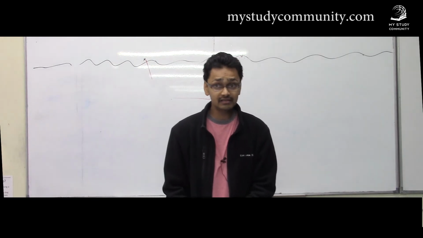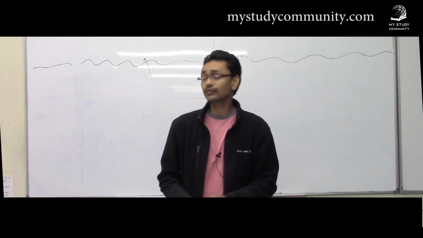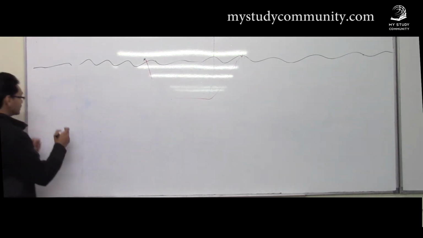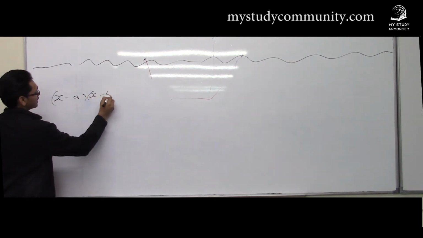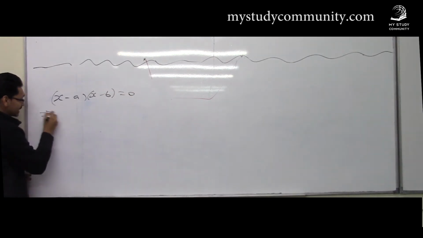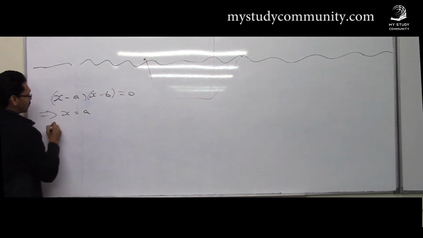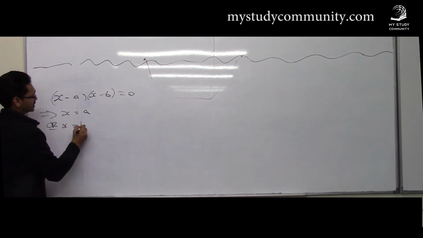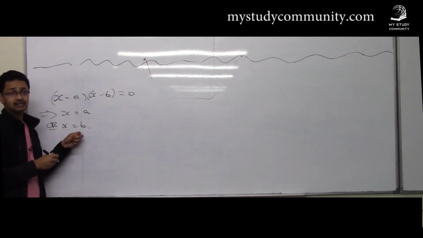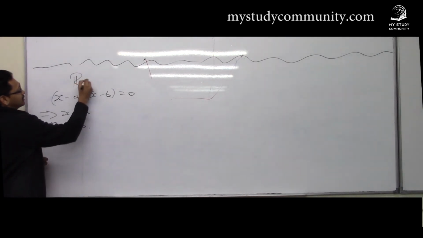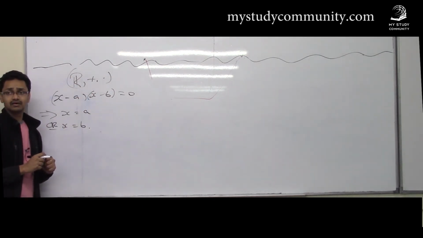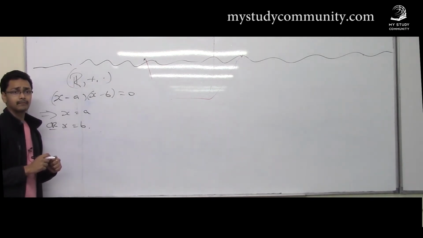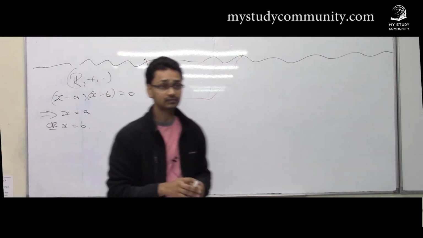Nice. Which means, however, if we were in our normal field R, if I have (x minus a)(x minus b) equals 0, I could say that x equals a or x equals b. And this is because R does not have any zero divisors. You follow? Yeah? Nice. And that is the big point.